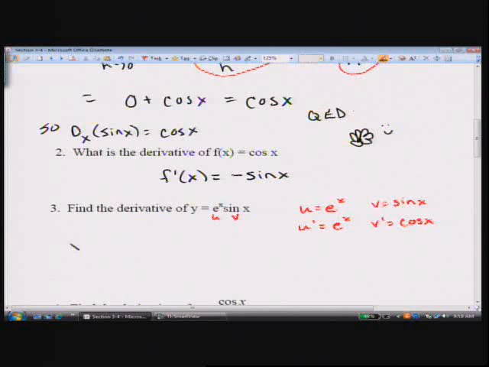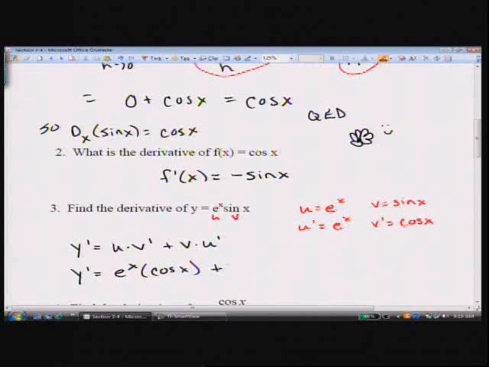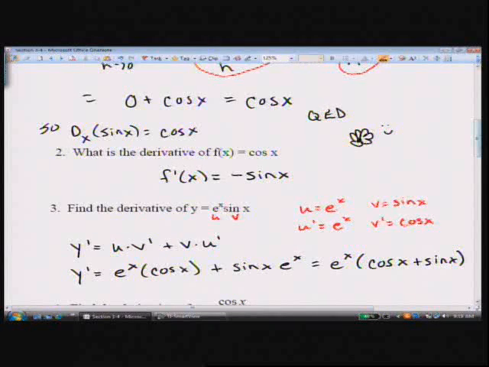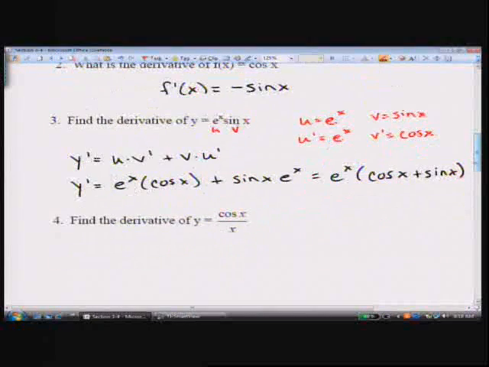So y prime, remember, the formula is u times v prime plus v times u prime. So y prime is equal to e to the x times the cosine of x plus v, which is sine x, times u prime, which is e to the x. Since we have an e to the x common to both terms, we would factor e to the x out, and we would get e to the x times cosine x plus sine x. Fun, easy, cool.